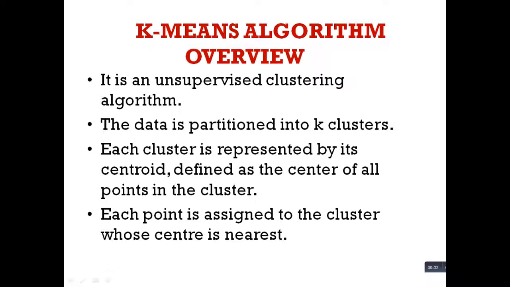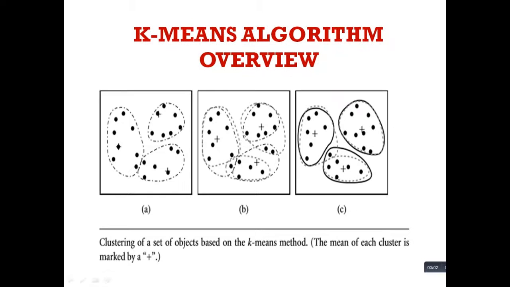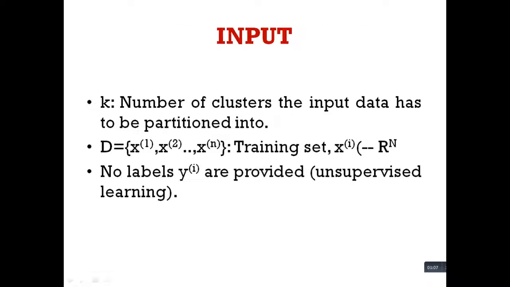The next step is to take each point belonging to a given data set and associate it to the nearest center. When no point is pending, the first step is completed and an early grouping is done. At this point we need to recalculate k new centroids as barycenters of the clusters resulting from the previous step. After we have these k new centroids, a new binding has to be done between the same data set points and the nearest new center. A loop has been generated. As a result of this loop we may notice that the k-centers change their location step by step until no more changes are done, or in other words, centers do not move anymore.